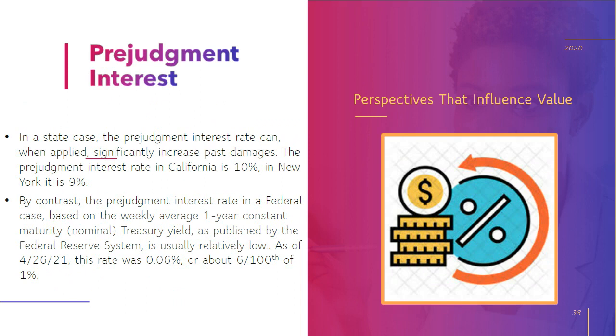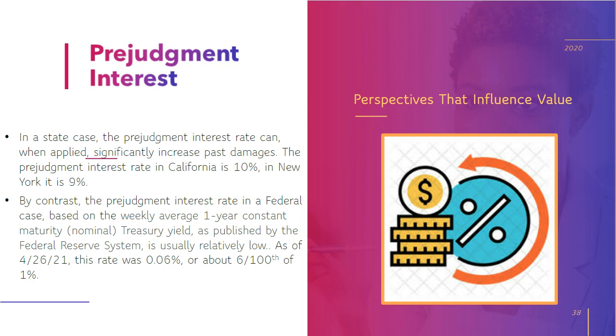Prejudgment interest in state cases, particularly if you have back pay, can be significant. For instance, the prejudgment interest rate in California is 7% or 10%. In New York, it's 9%. By contrast, if you have a federal case, it's almost not worth it to claim prejudgment interest at all, because given the Federal Reserve lowering interest rates during the pandemic, the prejudgment interest rate is essentially zero. And it may be going up. So if you have a case going to trial maybe in a year or so, it might be up to 1%. But right now it is basically nothing.